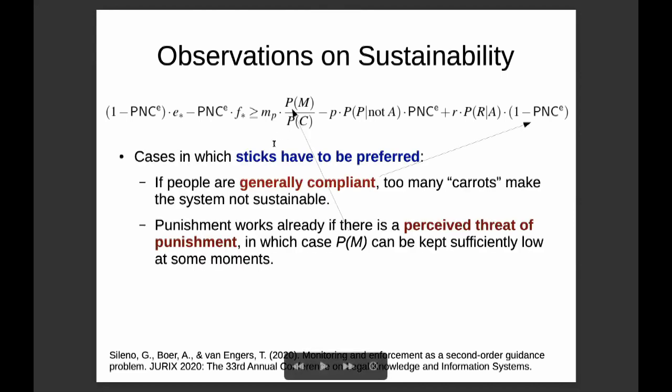From the formula we can discriminate situations in which sticks or carrots have to be preferred. Sticks have to be preferred when people are generally compliant, as too many carrots make the system not sustainable. Punishment works already if there is only a perceived threat of punishment, so you could actually keep P of M low for some time, up to the moment in which people acknowledge that you're not really monitoring them.